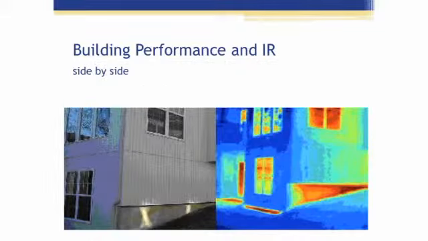So here we see two images side by side, a visual image and then the thermal image. You can see that along the foundation of this building, there's quite a bit of heat loss. Also, we can see that the windows don't perform nearly as well as the walls do.